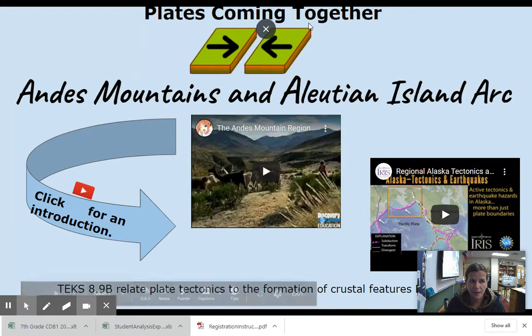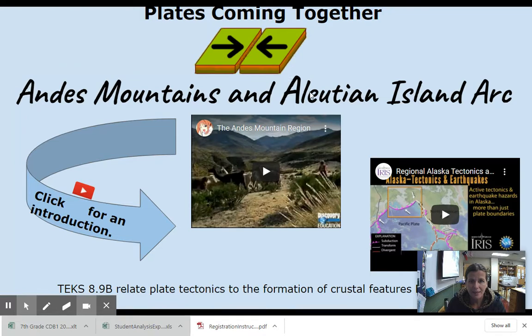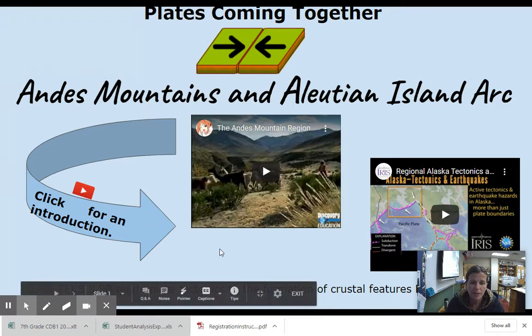Plates coming together. Andes Mountains and the Aleutian Island Arc. So we're going to have a look at converging boundaries where plates come together, and depending on what type of plates are colliding or coming together and the crustal formations that happen there. So there is a video on the Andes Mountain Range in South America and a video on Alaska and the Aleutian Island Arc. Today we're going to relate plate tectonics to the crustal feature formations.